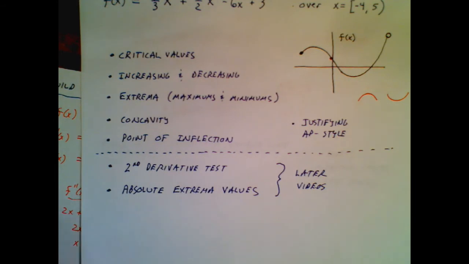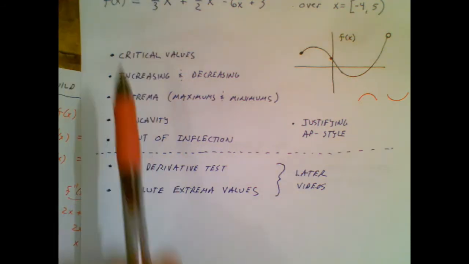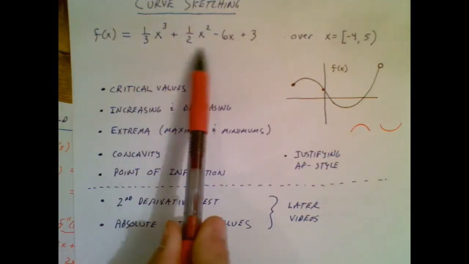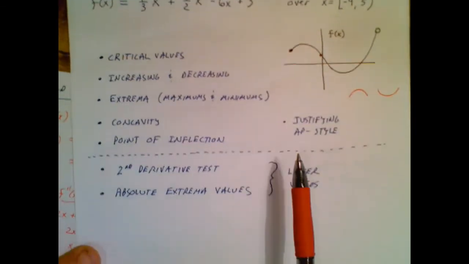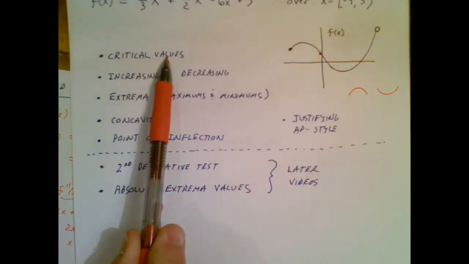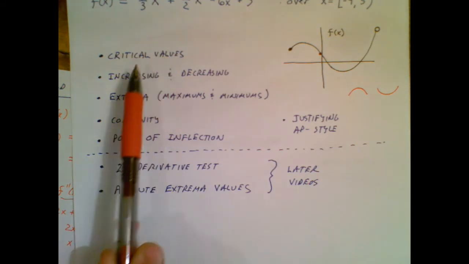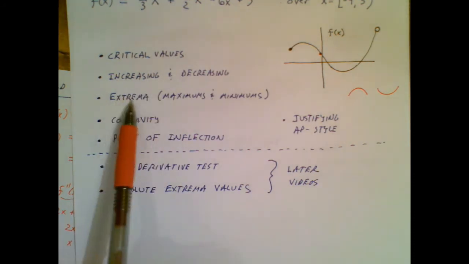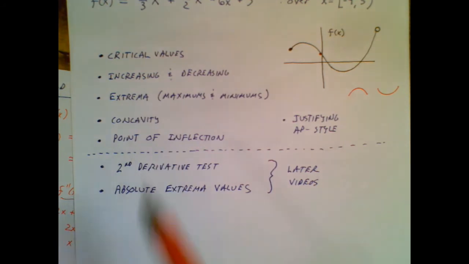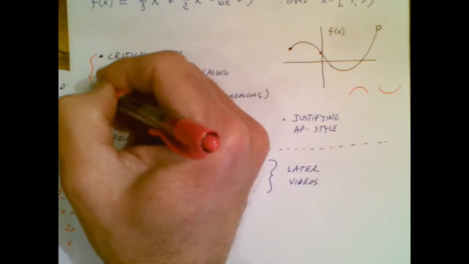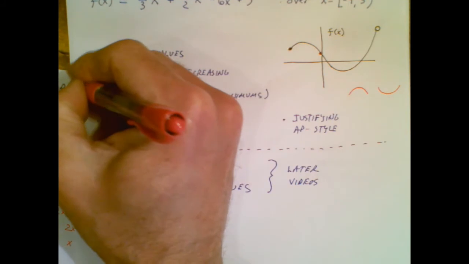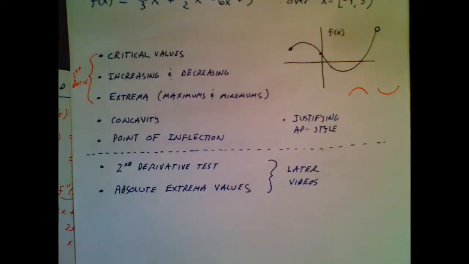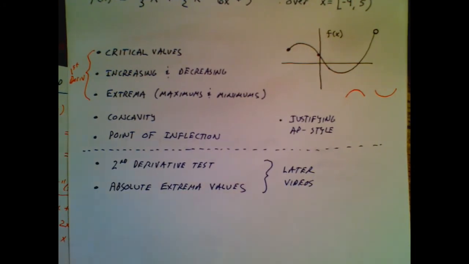So I've gone back to the very first page of these notes, and at this point, what we've found out is some mystery function that we don't even know what it looks like. We now know how to find the critical values because they go into the first derivative number line. And once we do our first derivative number line, we can get increasing, decreasing, and maximums and minimums. So all of these three have to do with the first derivative. These next two have to do with the second derivative.